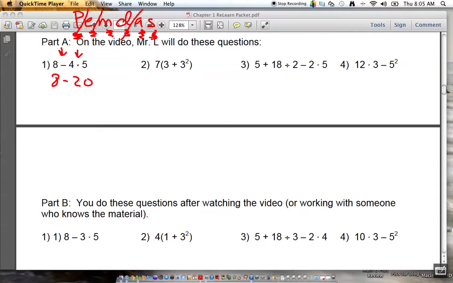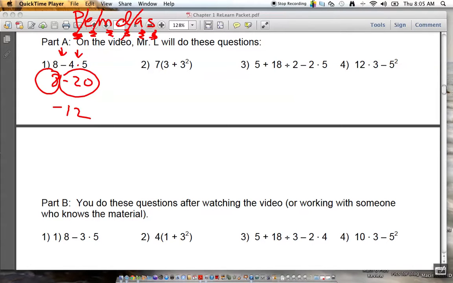So now, how do I do this? This is a positive 8 and a negative 20. Now, if I list out 8 positives and 20 negatives, 8 of the positives will kill out 8 of the negatives. So altogether, I have negative 12. Okay, positive 8, negative 20, negative 12.